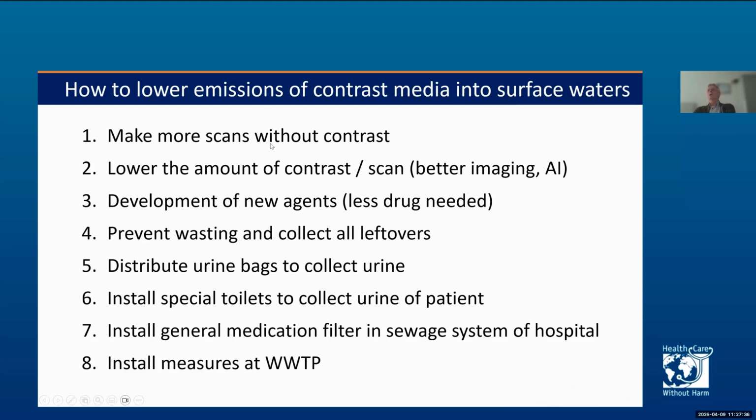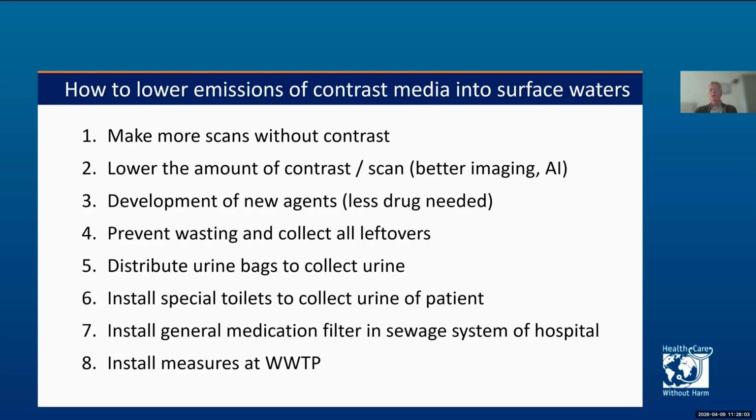The best thing is, as Alistair also pointed out, do not use the agents. We can make more scans without contrast. There's AI: we can increase the resolution of the pictures, better imaging with AI. There are new agents being developed that will have less impact, and we can prevent all the wasting in the hospital.